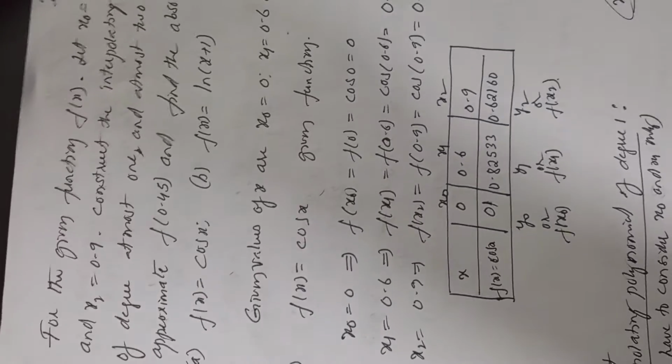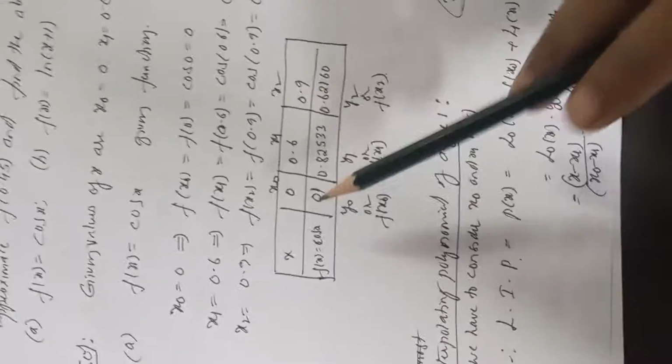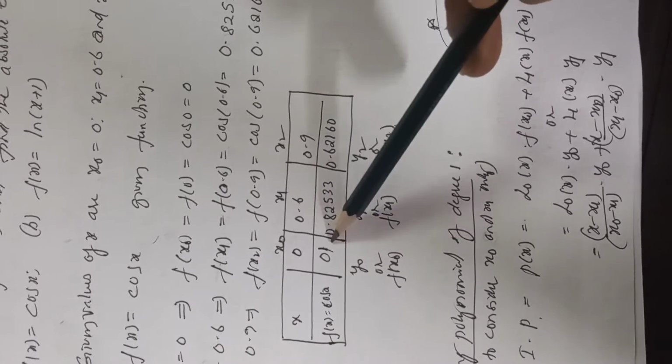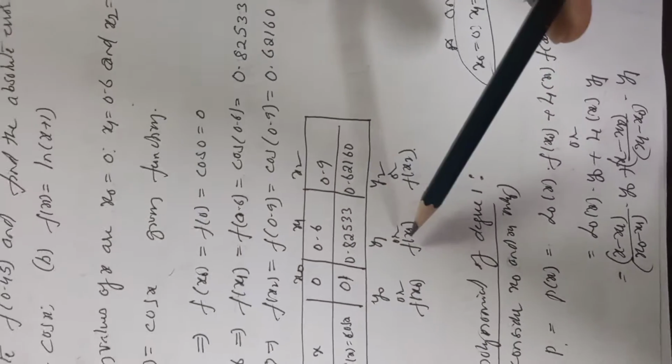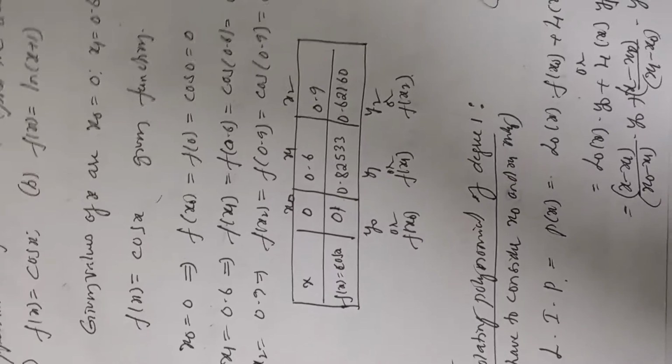x1 is equal to 0.6. Cos of 0.6 is equal to 0.82533. Similarly, x2 is equal to 0.9, f of x2 is cos of 0.9 is equal to 0.62160. If you want, you can write the 5th, 6th, 7th decimal places also. Right? Now, here I tabulated those values. That means we are expressing the given data in tabular form. X values and y values. These are called x0, x1, x2, and the corresponding function values are denoted by y0, y1, and y2, that is f of x0, f of x1, f of x2.